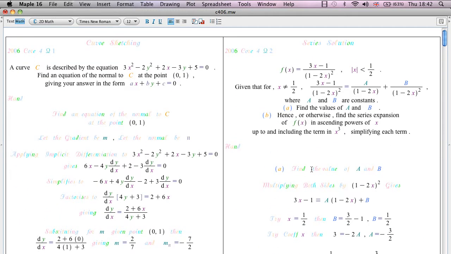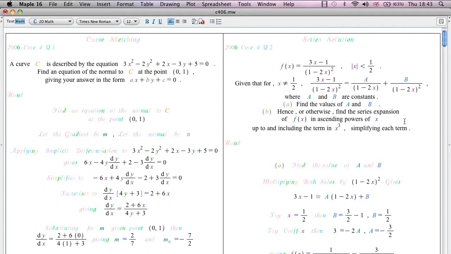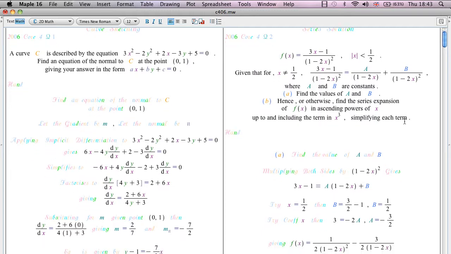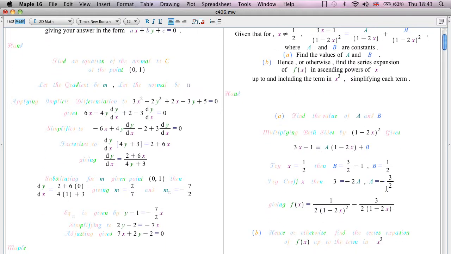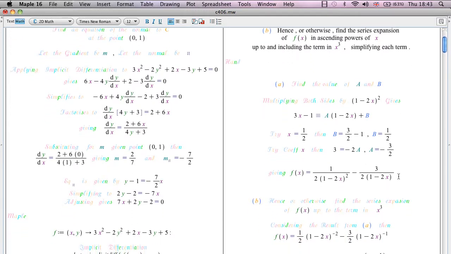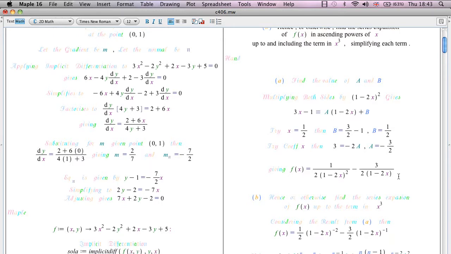Question 2, a series solution given f of x, partial fractions in A, and then a series expansion to x cubed in B. So given the form required for the partial fractions in A, multiplying both sides by the lowest common denominator gives the identity here, and trying x equals a half and the coefficient of x, we can write down the expression required.